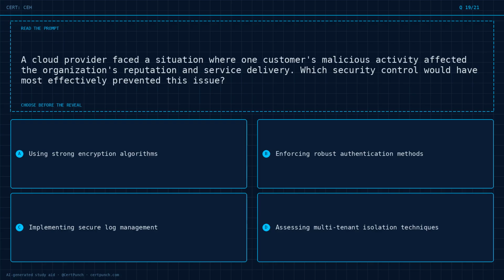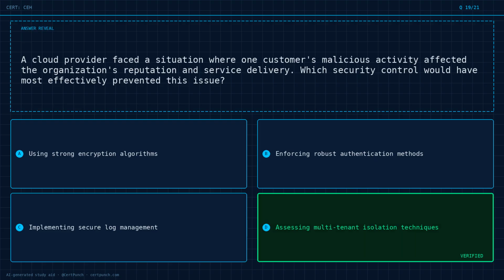Question 19 of 21. A cloud provider faced a situation where one customer's malicious activity affected the organization's reputation and service delivery. Which security control would have most effectively prevented this issue? Option A, using strong encryption algorithms. Option B, enforcing robust authentication methods. Option C, implementing secure log management. Option D, assessing multi-tenant isolation techniques. Choose the best answer before the reveal. Commit to it now.